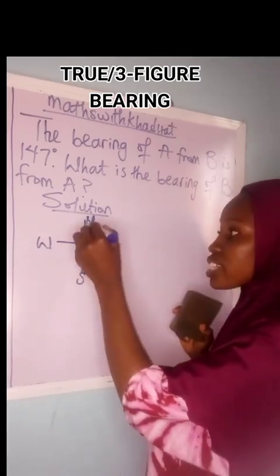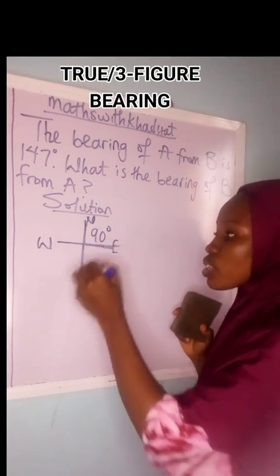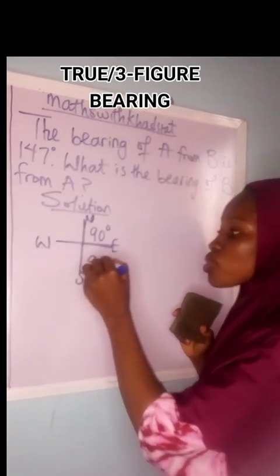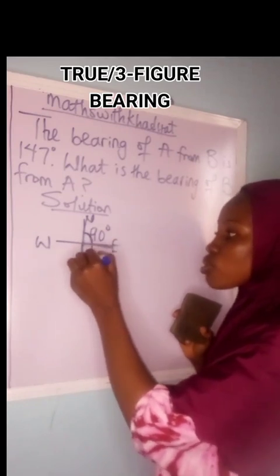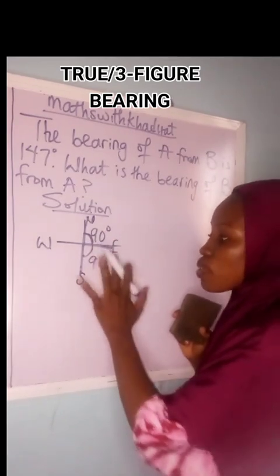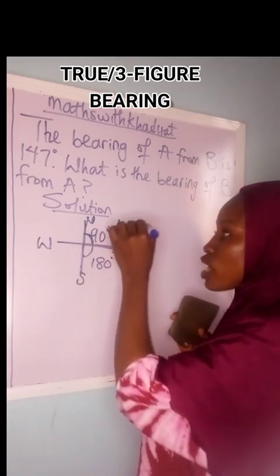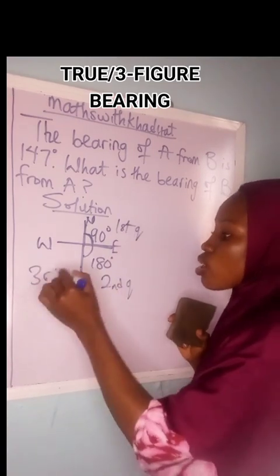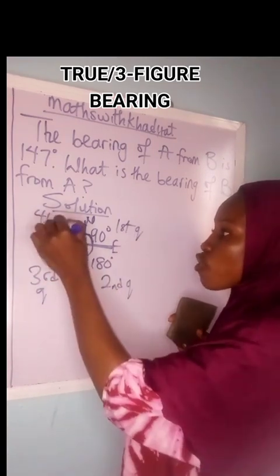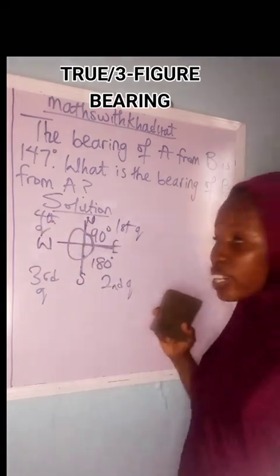This is giving a right angle, right? Which is 90 degrees. This is also giving a right angle, which is also 90 degrees. But counting down from your north here to this, you are having what? 90 plus 90, that is 180 degrees. So this is your first quadrant, this is your second quadrant, this is your third quadrant, and this is your fourth quadrant if you are counting in a clockwise direction.